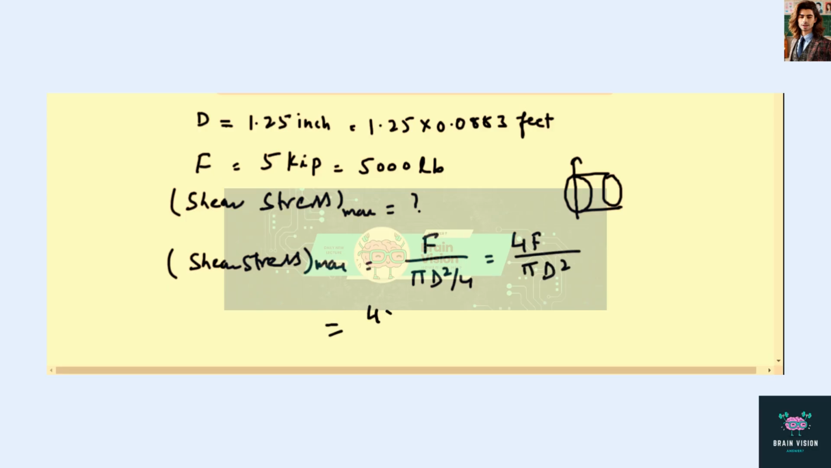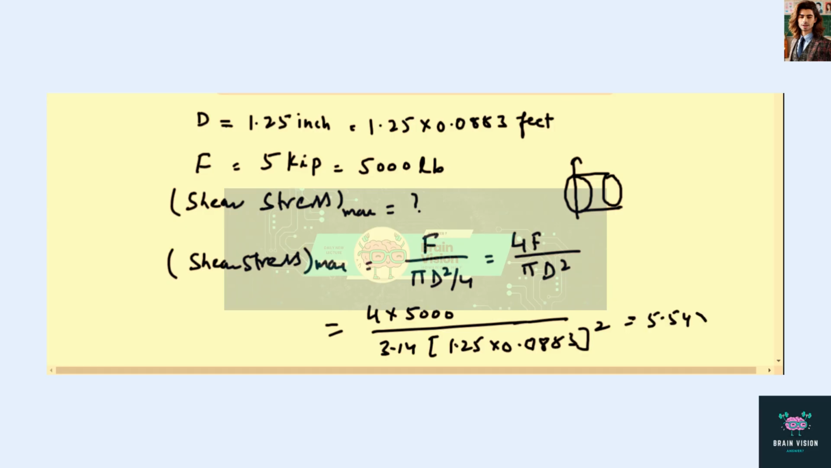Substituting the value, 4 into 5,000 pound, 3.14 into 1.25 into 0.0883 square. So on solving it, maximum shear stress, you will get 5.54 into 10 to the power 5 pound per feet square. That's all.